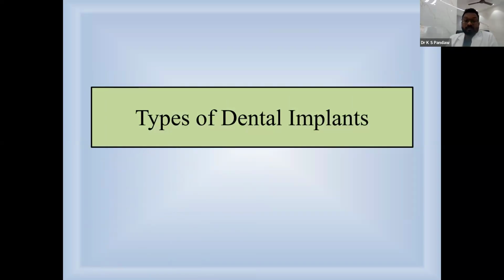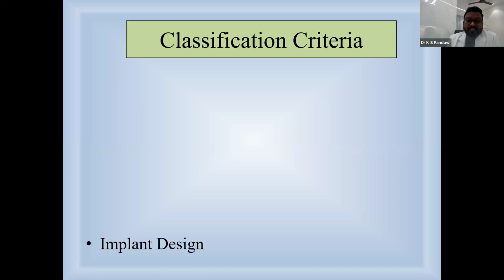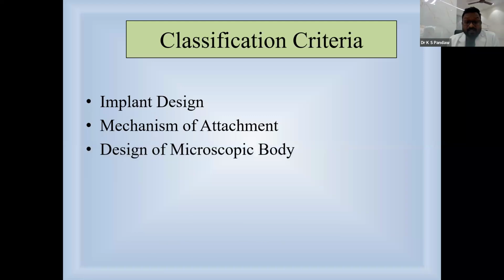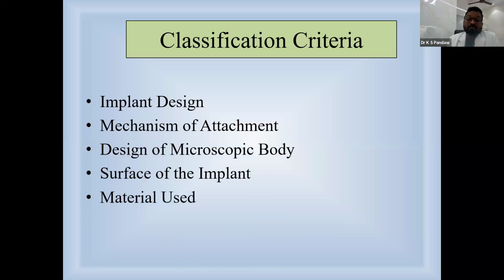So this is how our implant evolved from the ancient era to the 21st century. Now, let me give you a basic idea about the types of dental implants. We can classify dental implants on the basis of implant design, mechanism of attachment, the surface characteristics of the implant, and the material used. So we will see one by one.